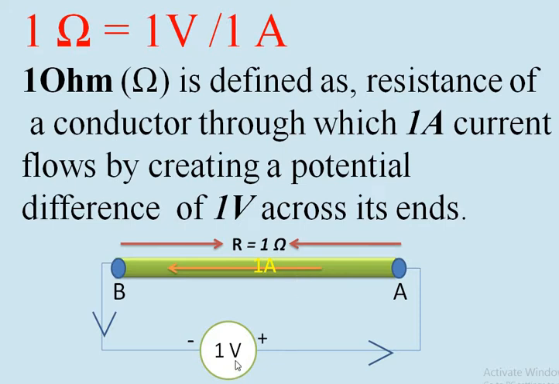Here, this figure will well depict 1 ohm. Suppose we create 1 volt potential difference across AB point of a conductor, and by creating this potential difference of 1 volt across the ends of the conductor, 1 ampere current flows through this conductor, then we can say the resistance of this conductor is 1 ohm.